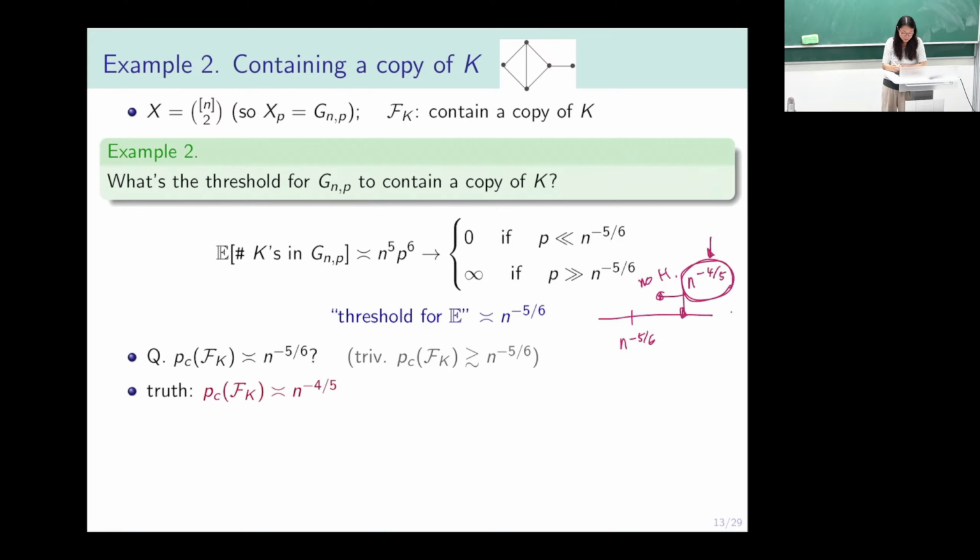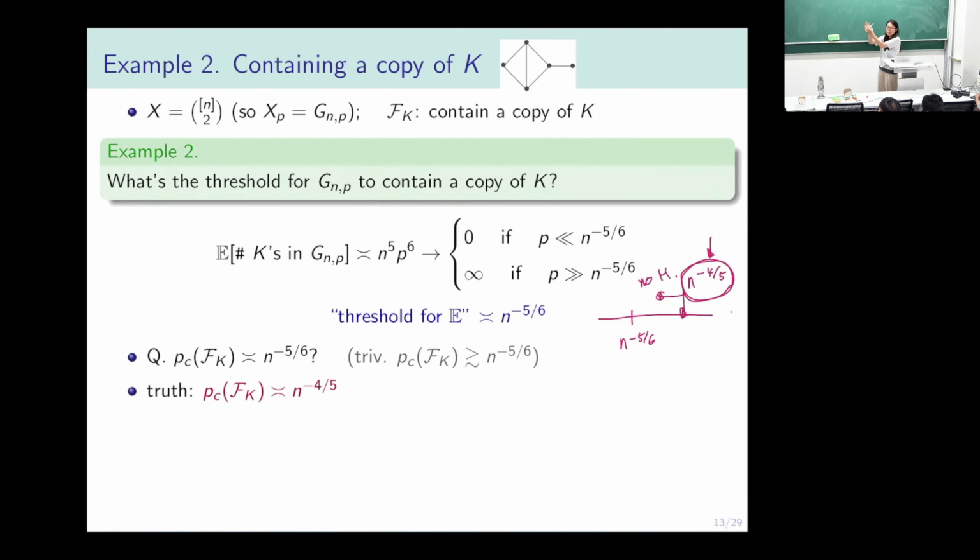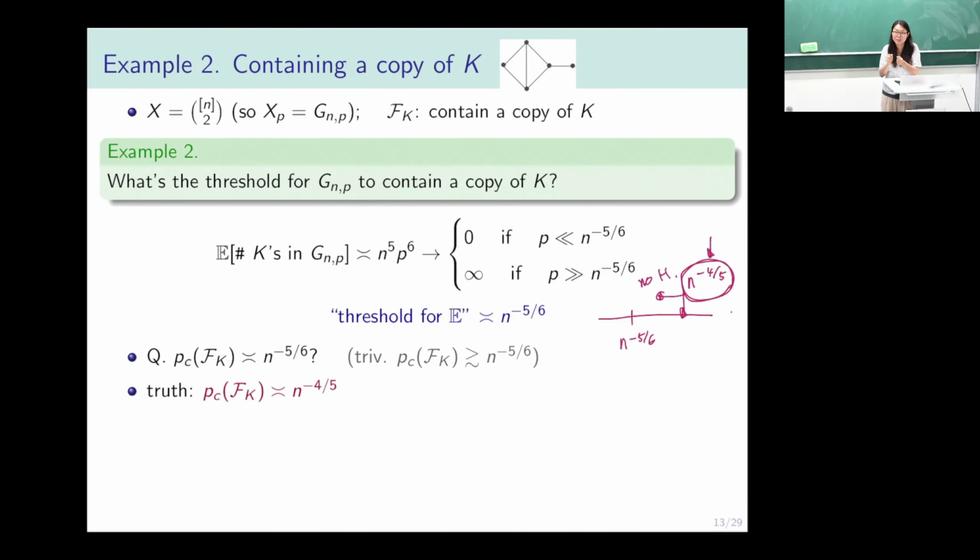Okay, so in this case, from this example, we learned 2 lessons. The first lesson is, okay, still we can predict the location of the threshold using some expectation calculation. But the second lesson is the expectation calculation is not just naively for the entire graph, but more like the densest part of the graph, the core part of the graph. So it looks like, as long as we look at the right thing, then the expectation calculation for this right thing gives us the threshold.